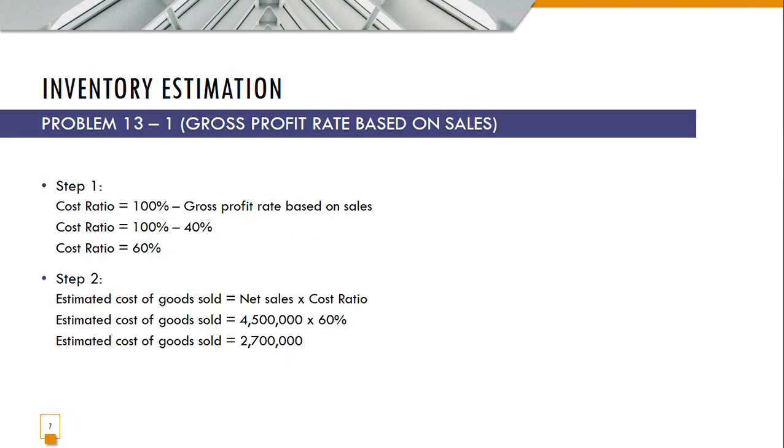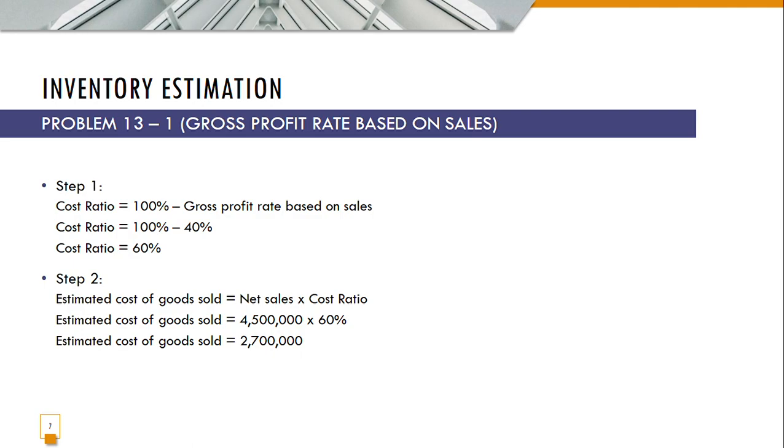Step 1, since we're given a gross profit rate based on sales, we have to compute for the cost ratio. It's simply 100% minus your GPR. We have a GPR of 40%, so 100% minus 40%, so we have a cost ratio of 60%. This means that for every dollar of sales, there's 0.6 dollar of cost of goods sold.